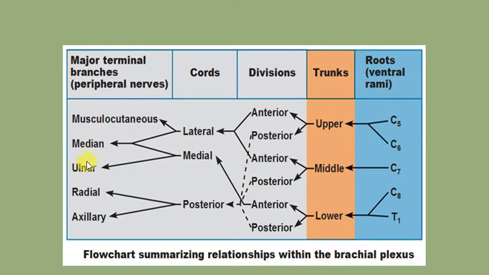So we have the ulnar nerve here from the medial cord. We have the median nerve, which is the joining of the branches of the lateral and medial cords. Also we have the musculocutaneous nerve.